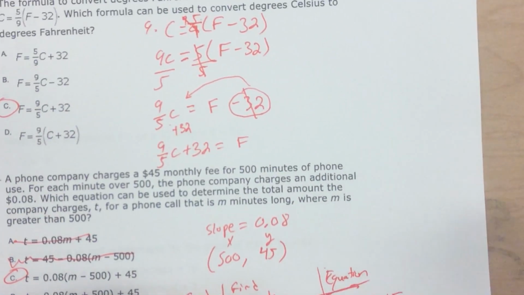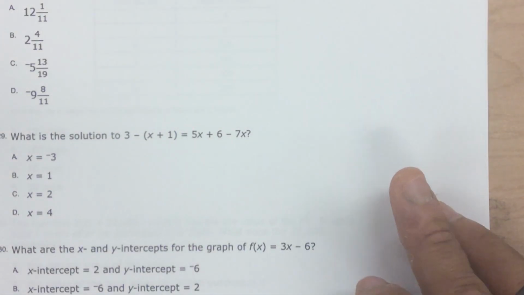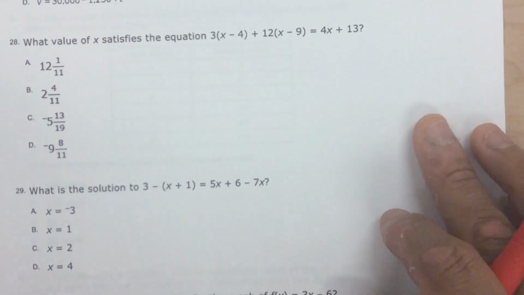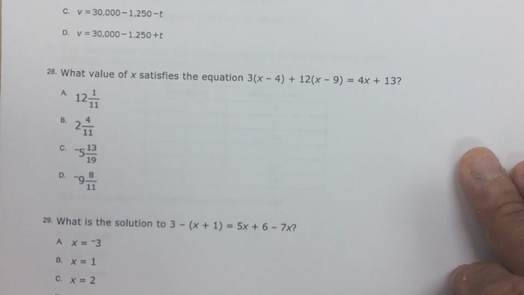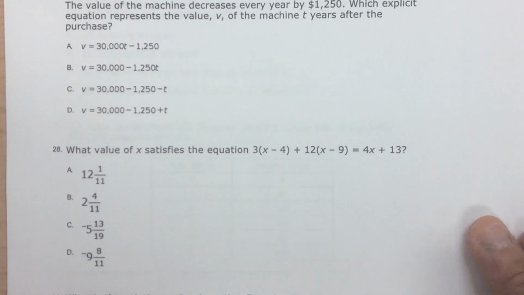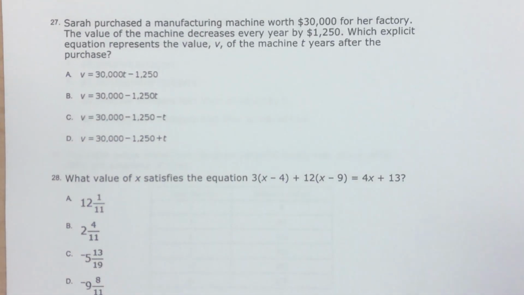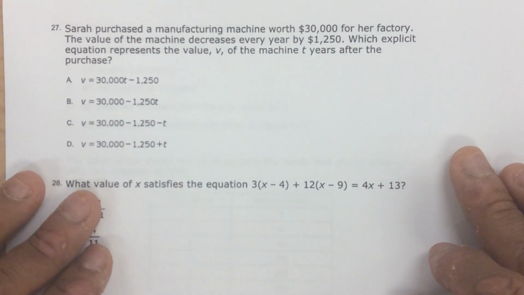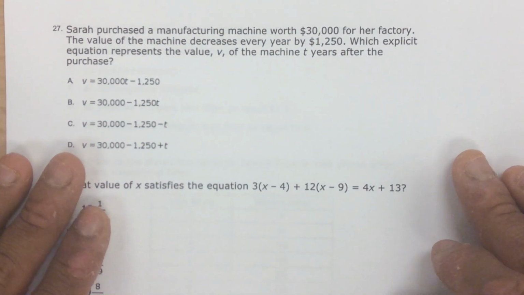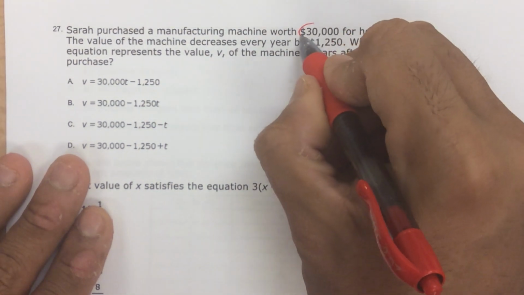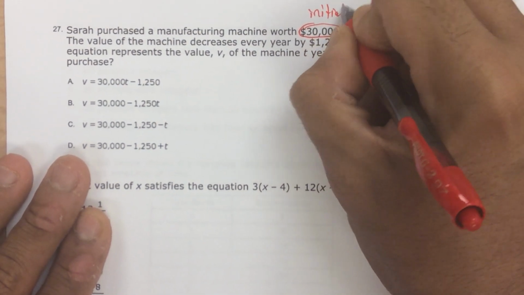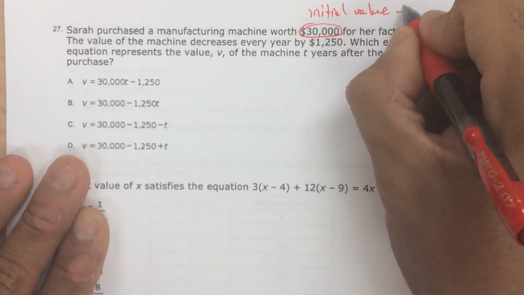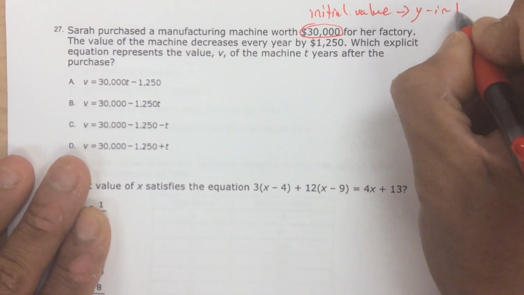Okay, moving on. 27. 27 is a pretty easy one. It says Sarah purchased a manufacturing machine worth 30,000 for her factory. So 30,000 is your initial value. In other words, this is your y-intercept.